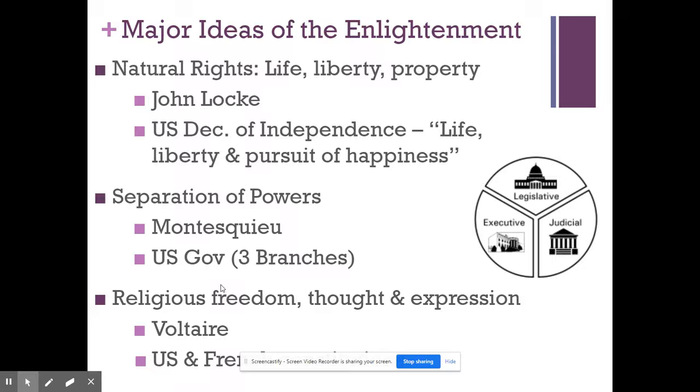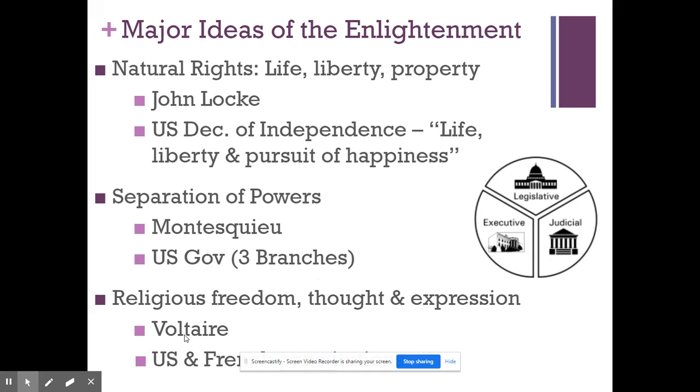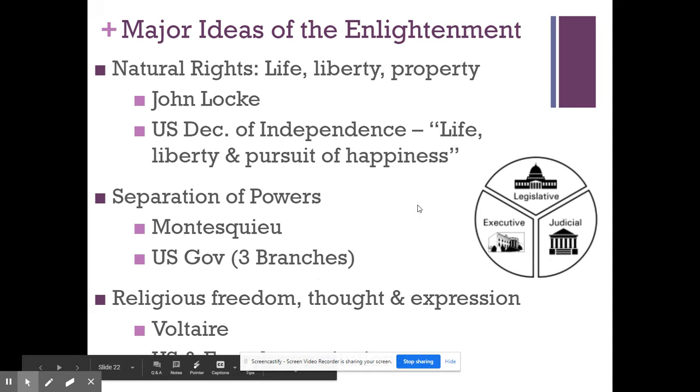We're going to have religious freedom and freedom of thought and expression. Think of the Bill of Rights. You have freedom of speech, freedom of press. You have freedom of worship. That's going to come from a guy called Voltaire in France. And it's also going to be included in both the US and French constitutions.